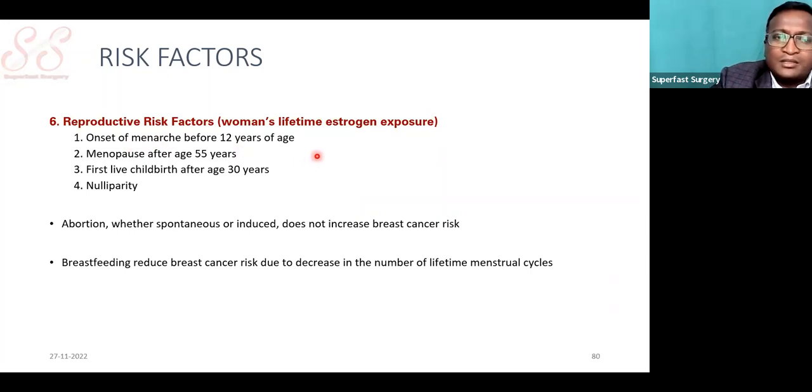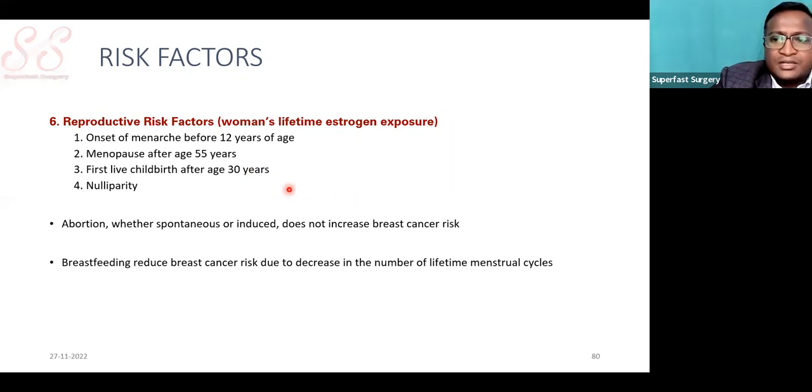Then what happened? The menstrual cycles are anovulatory. There is no progesterone, and that is why the unopposed action of estrogen will increase the proliferation of the breast parenchyma, and that will increase the risk of breast cancer. Menopause, when the menopause is after the age of 55 years.